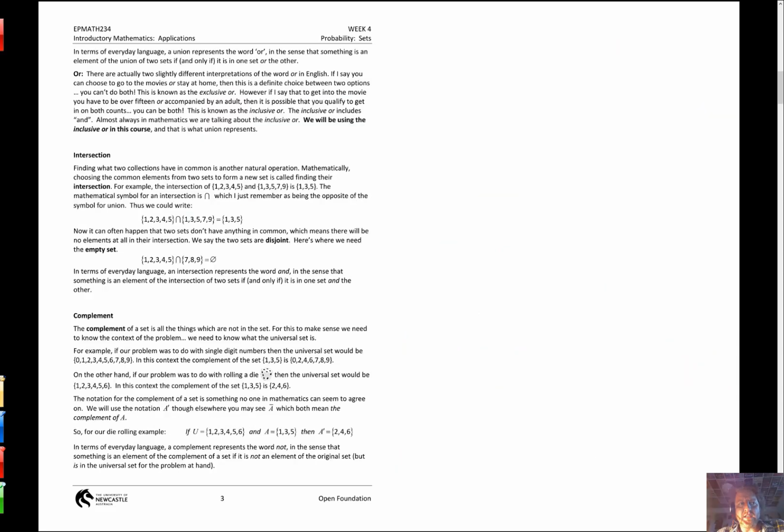Okay, before we move on to intersection, we want to finish off that union section with the definition of or. Because what we just did, union is like or, okay? And intersection is like and. Let's check. Actually, I'll go back to the previous page.